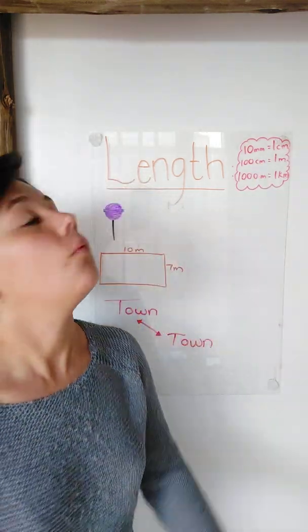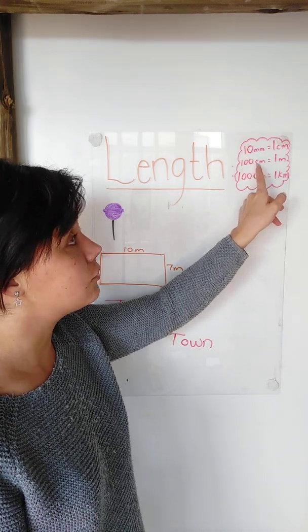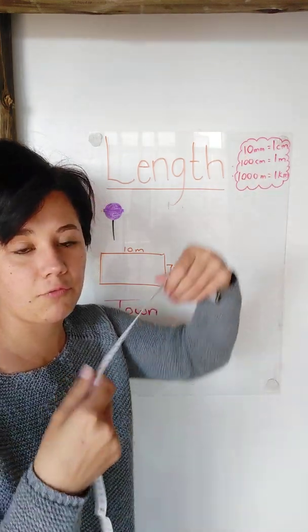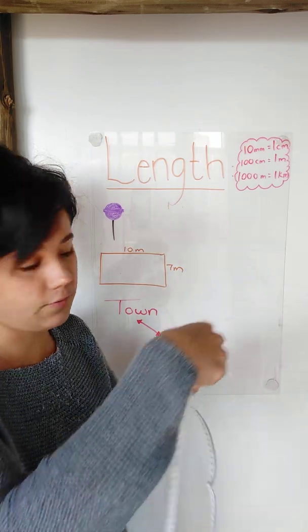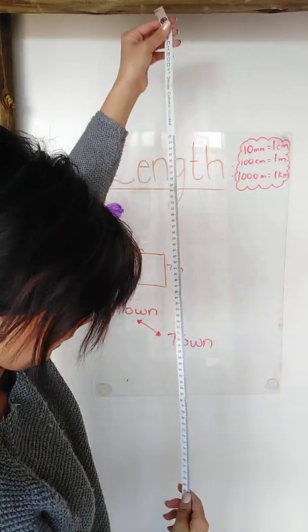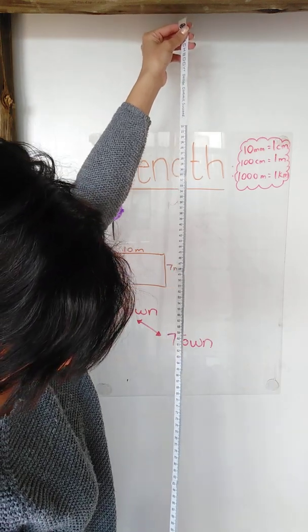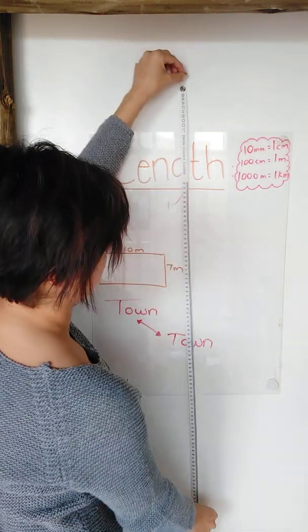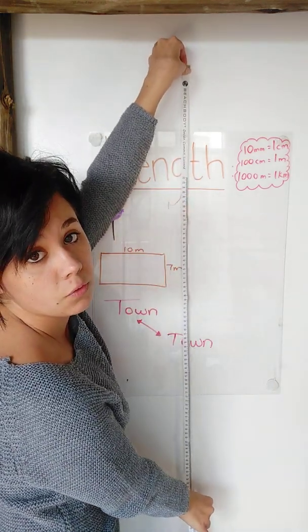Now let's go to the next one. There are 100 centimeters in 1 meter. For that you might need something like a measuring tape or a measuring band. Now let's see how long a meter is. 100 centimeters is 1 meter. That is a whole meter.